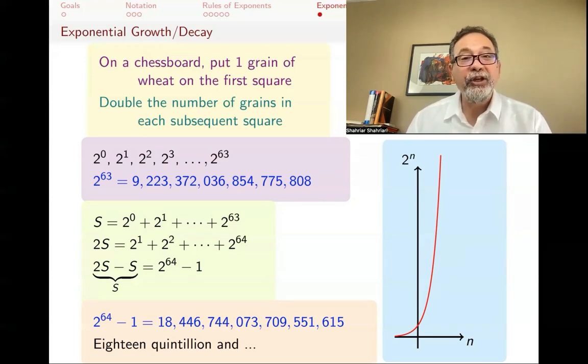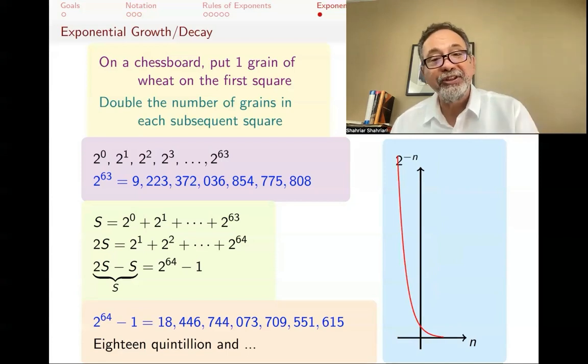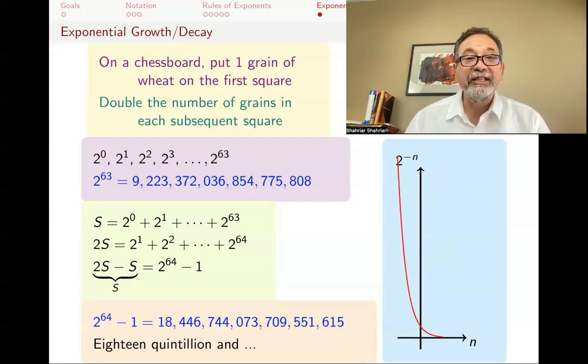Instead of 2 to the n, look at 2 to the negative n. And in that case, we will see what's called an exponential decay. For example, if n is 2, we get 2 to the minus 2, which is 1/4. But if n is minus 2, then we get 2 to the minus minus 2, 2 squared, which is 4. The only point I'm trying to make is that exponential functions grow fast.